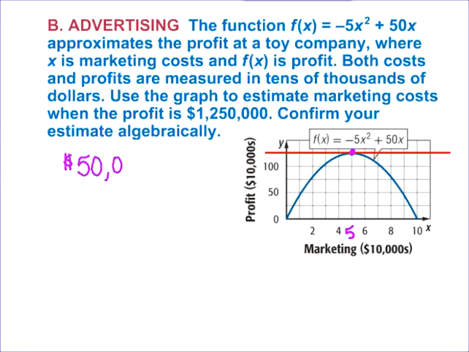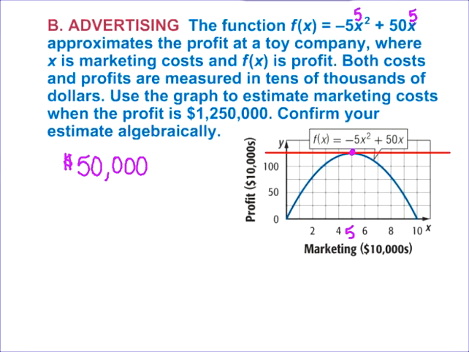which I know is $50,000. So now this one's a little different because it says confirm your estimate algebraically. So that means I'm going to plug 5 in, or I'm going to plug 125 in here for f of x. I could do that. Or the other way I could confirm it, let's plug in 5 for x, and that will be much easier. If I would have plugged the 125 in for f of x, you would have had a quadratic factoring. This is much easier.